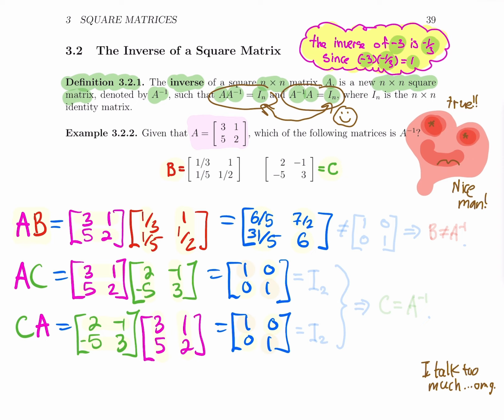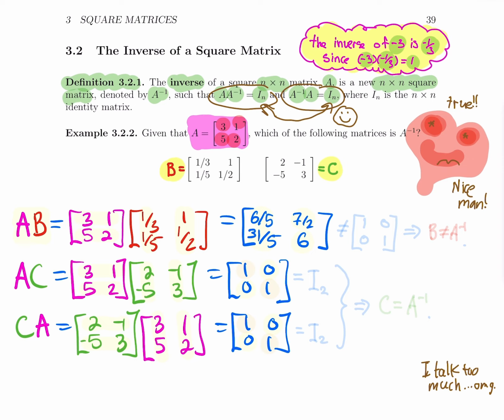So here we go. Suppose we're starting with that nice little clean matrix A, 3, 1, 5, 2, and we want to check which of the following two matrices is the inverse. My two candidates are B, so the matrix B, 1/3, 1, 1/5, 1/2, and my next candidate is C, 2, -1, -5, and 3. So this question is simply a multiplication question in disguise. We're going to try to multiply A by B, and then if needed, B by A. If we get the identity matrix, we found our inverse. And if not, we'll try C.